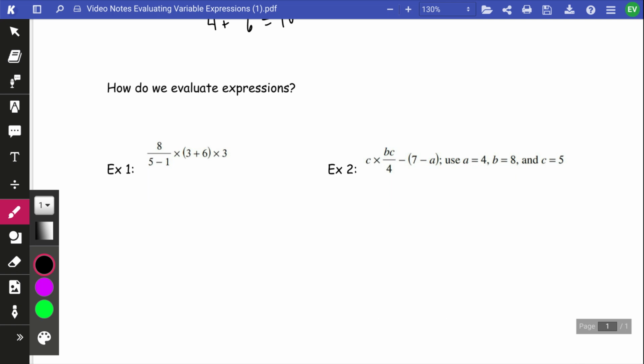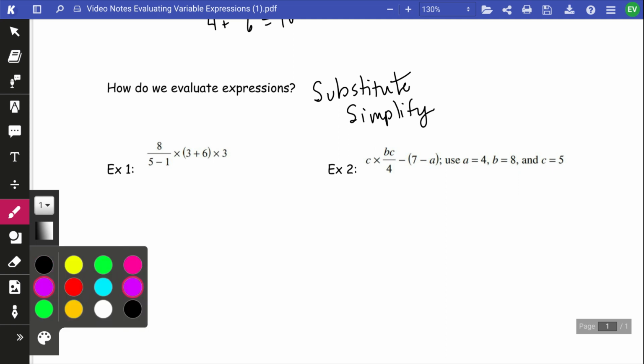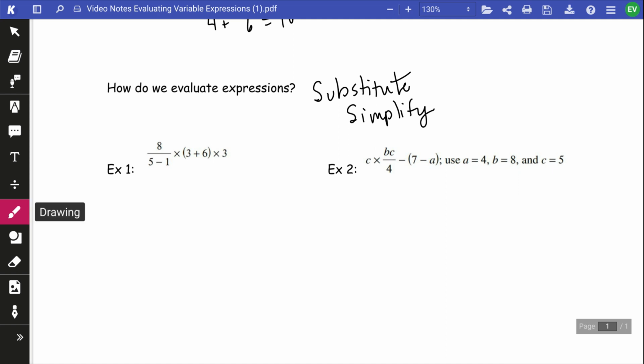Okay, evaluating expressions uses order of operations. And all we do first is we want to substitute values for our variables, and then we want to simplify using order of operations. Okay, so I have 2 examples here, and let's run through it. The first one is just order of operations. There is nothing to substitute. So what do we do first?